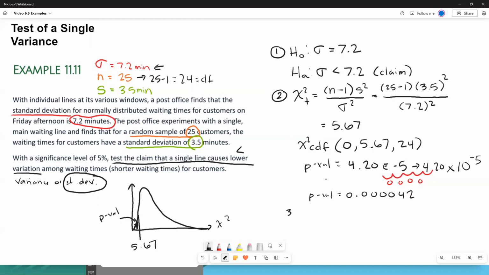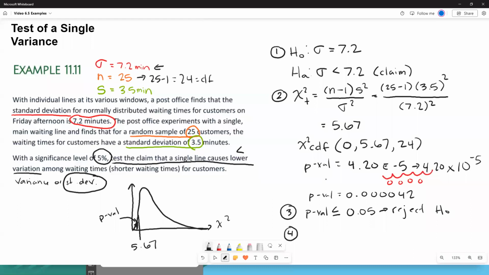For step 3, we take that and we compare it to our alpha, and we're told here our level of significance is 5%, so 0.05, and 0.00004 is much less than that. So we are going to reject our null hypothesis.